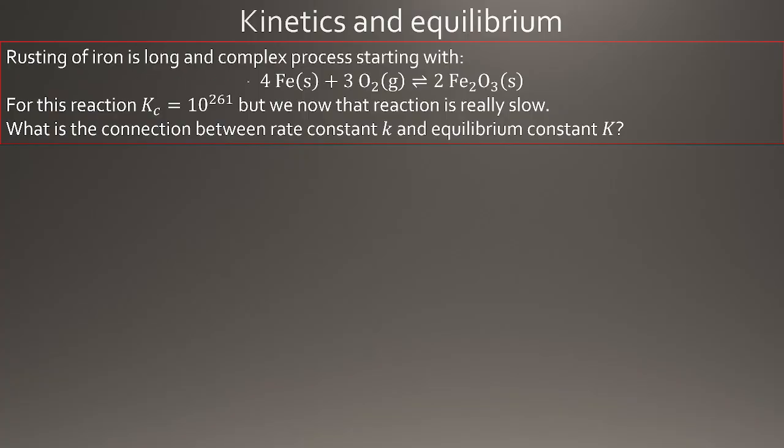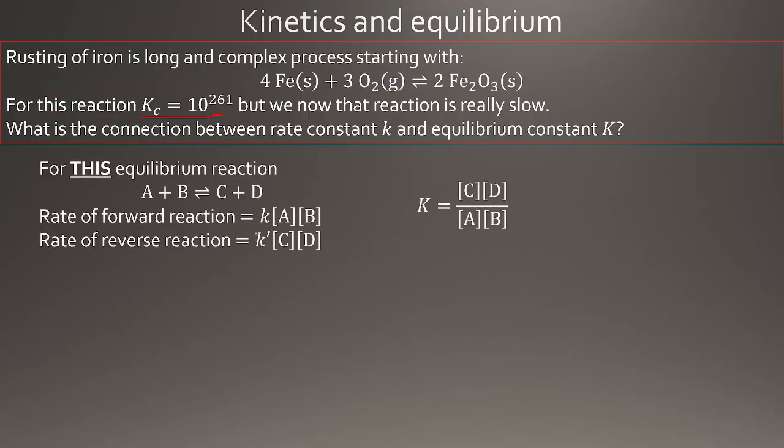Rusting of iron is a long and complex process, starting with the iron reacting with oxygen and we get iron oxide. The equilibrium constant is enormous, but that reaction is really slow. So what is the connection between rate constant k and equilibrium constant K? Is there some kind of connection? So let's consider in general.